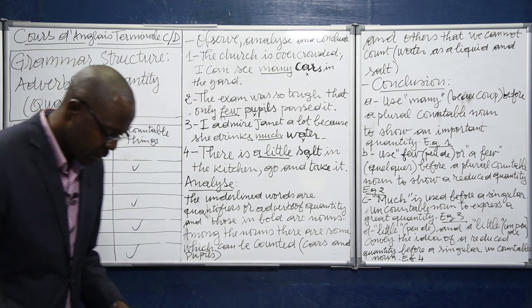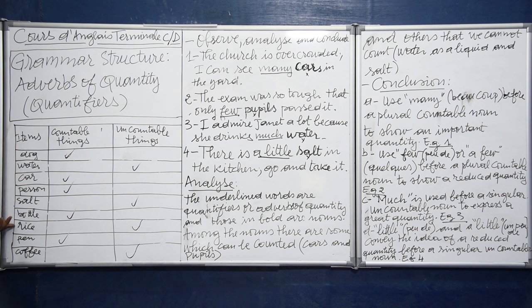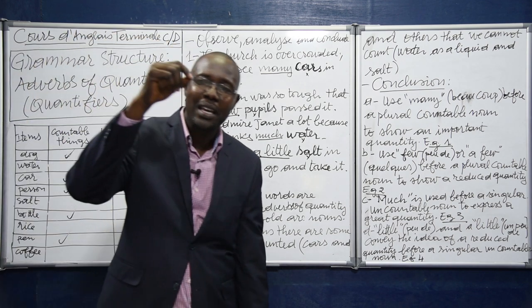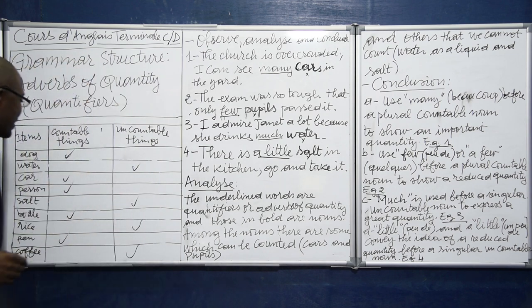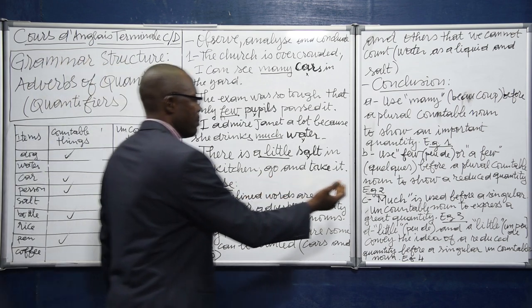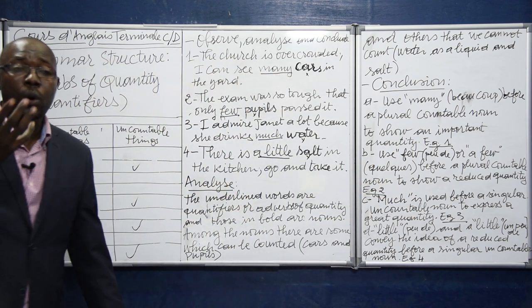So we come here, we will come down. Here we have already seen, so to come back here for the summary, it is quite simple. As we have already ticked, the items we have here are dogs, water, car, person, salt, bottle, rice, pen, and coffee. We say countable and uncountable things. We can count dogs, we can say one dog, two dogs, three dogs. Water is uncountable, so we cannot count water as we said. We have cars, we have person that we can count. Salt, we cannot count salt either, because when you use salt in your meal, you cannot say one grain of salt, two grains. No, you cannot do it. That's why we use much or, depending on the quantity you use, a little.